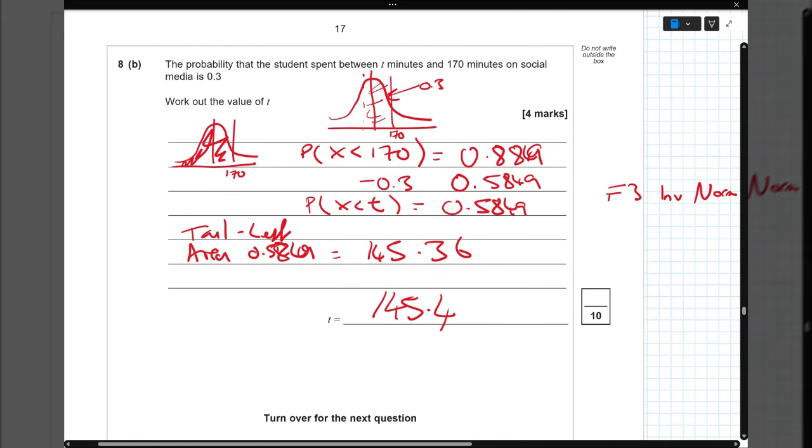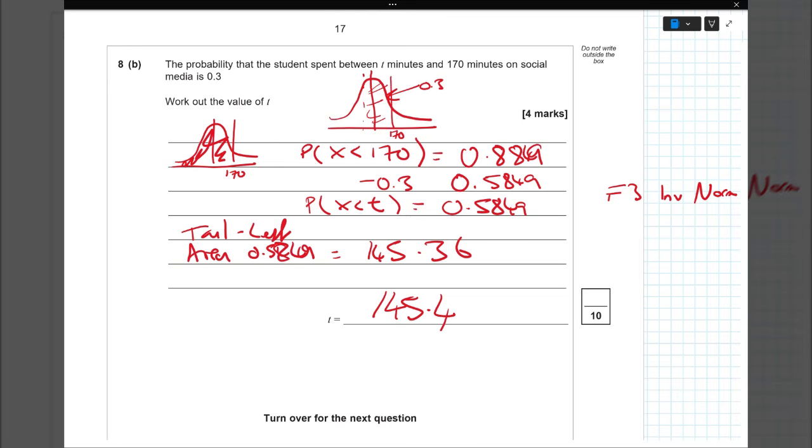Okay, that's the end of question 8. Hopefully you're up to date with all that. That's all good, and I'll see you at question number 9.